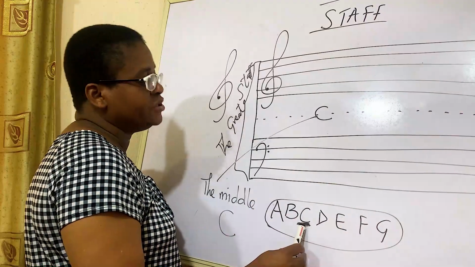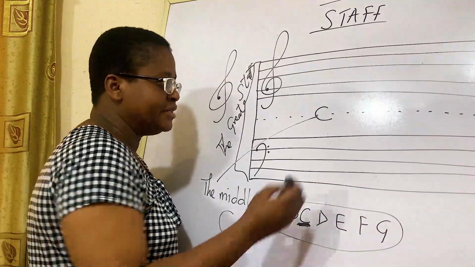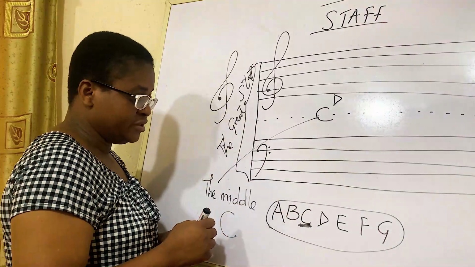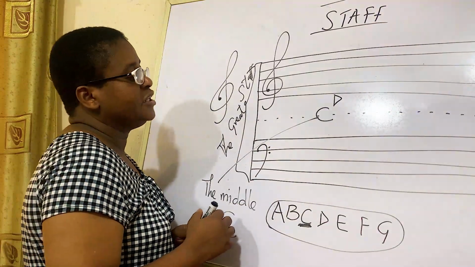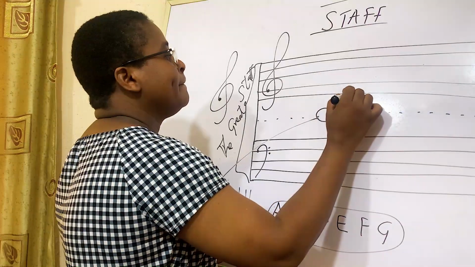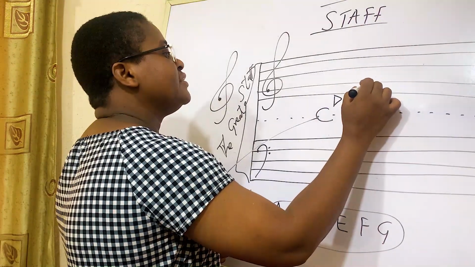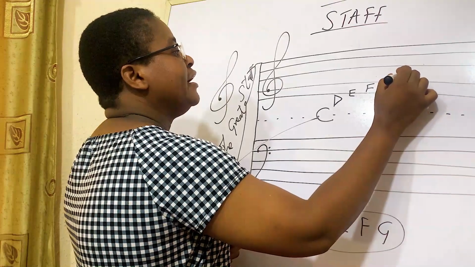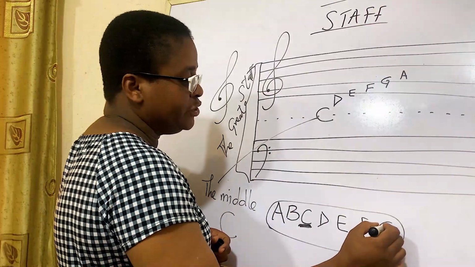If I'm reading upward, after my letter C, I have my D. So letter D comes before the first line of the treble clef. And after letter D, we have letter E. After E is letter F, followed by G, we have our A. After G, sorry, we go back to A.